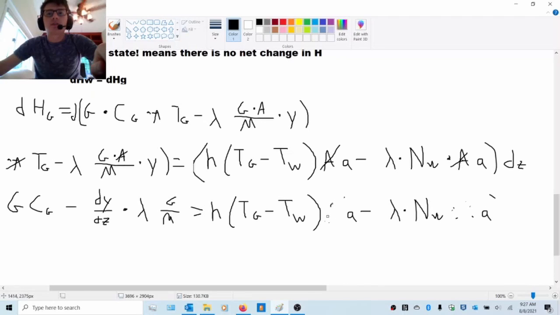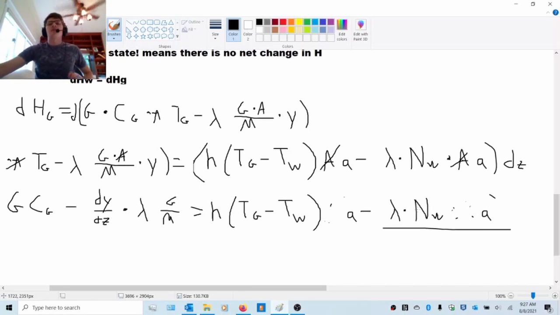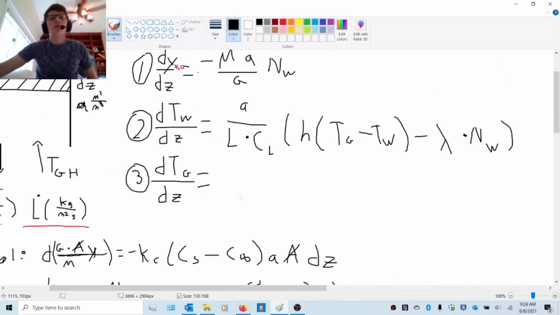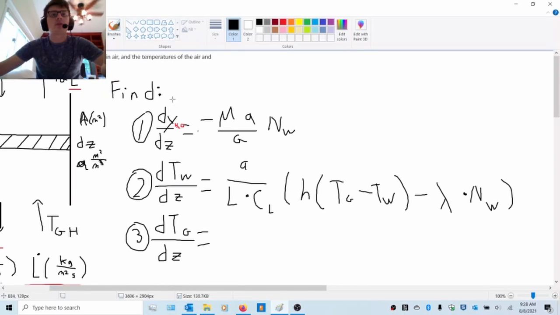We could factor out the specific area, but I'll do that later, because there's something important that we can do right now. Let's take a look at that real quick. So the specific area A, no, that's not what we're focusing on. If you look at this second term right here, this is the lambda times the molar flux times the specific area. Well, if you look over here, we have this dy over dz. Well, up here, we know what dy over dz is, right?